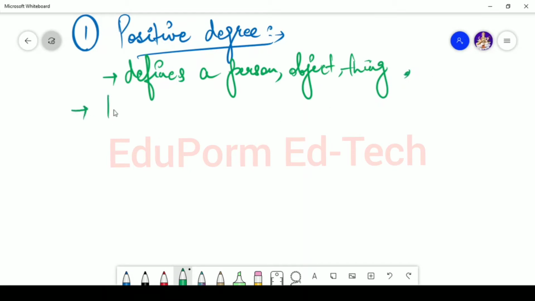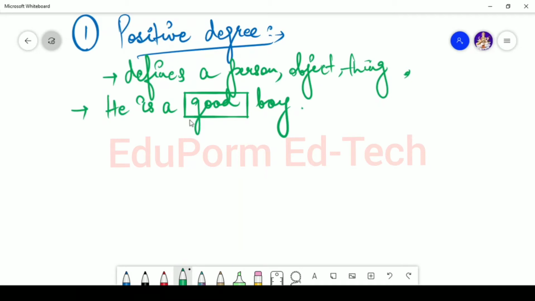Let's say for example, if I say that he is a good boy. Okay, so here what I just did is I defined a person here. So when you are dealing with only one person or one object or thing, in that case you make use of positive degree.